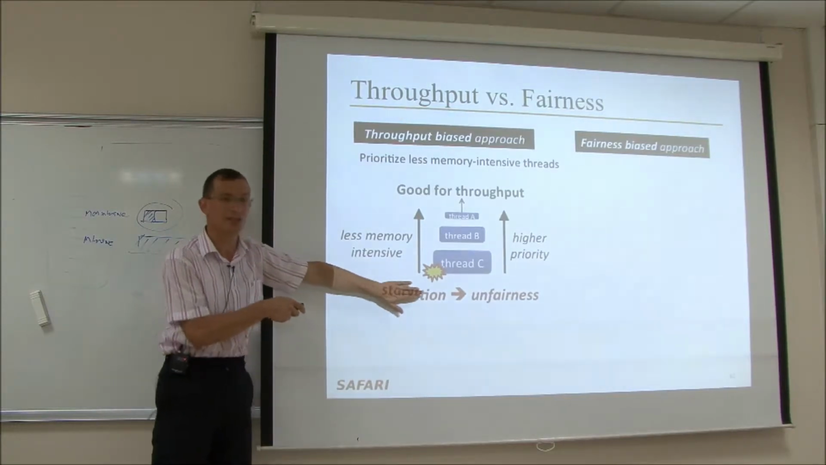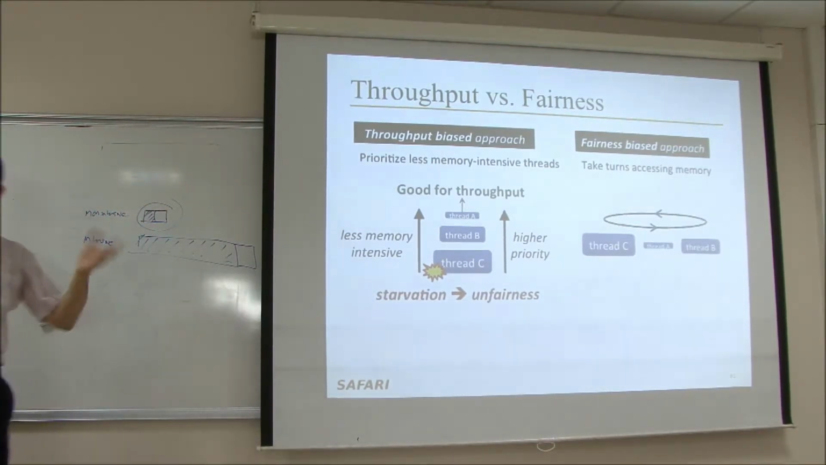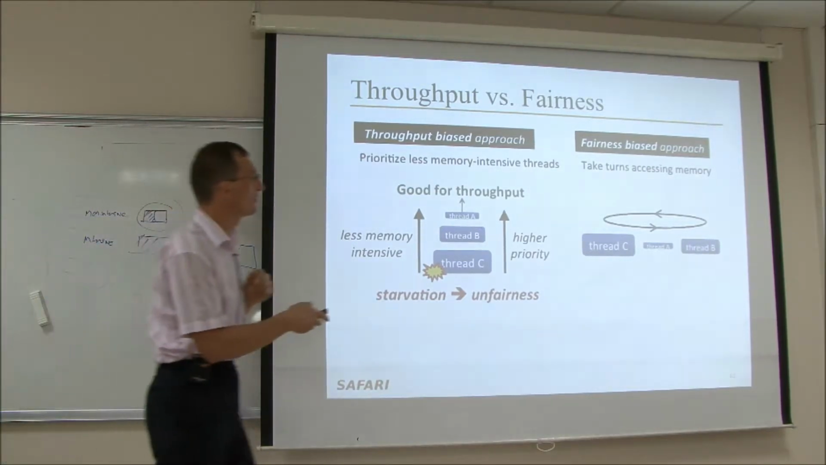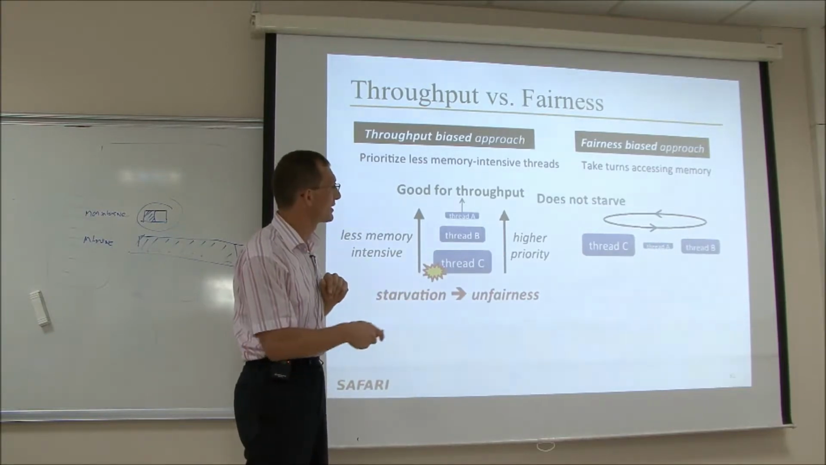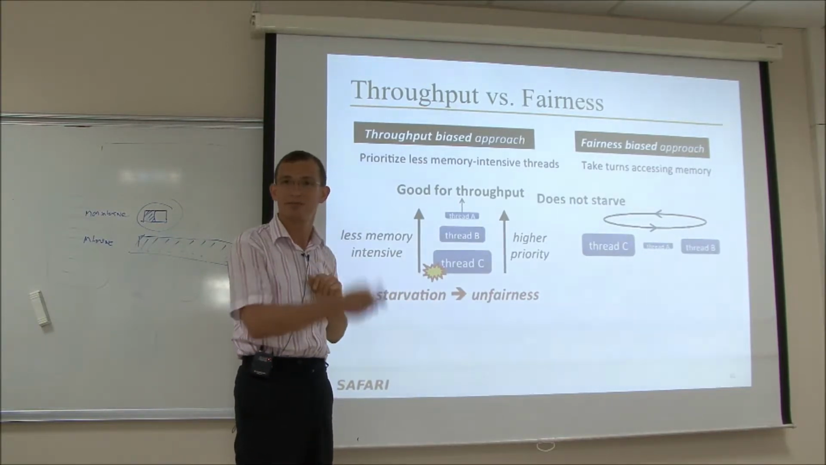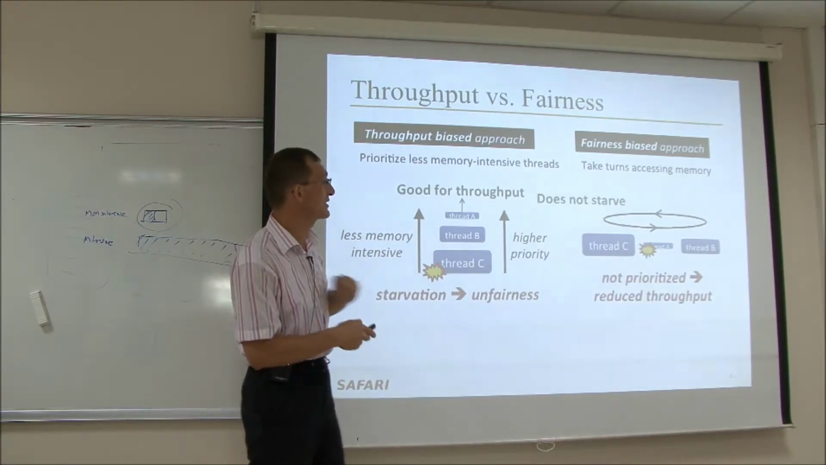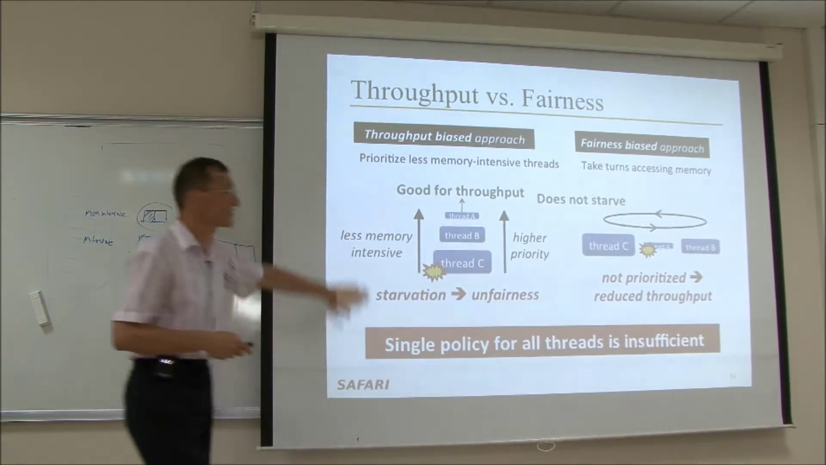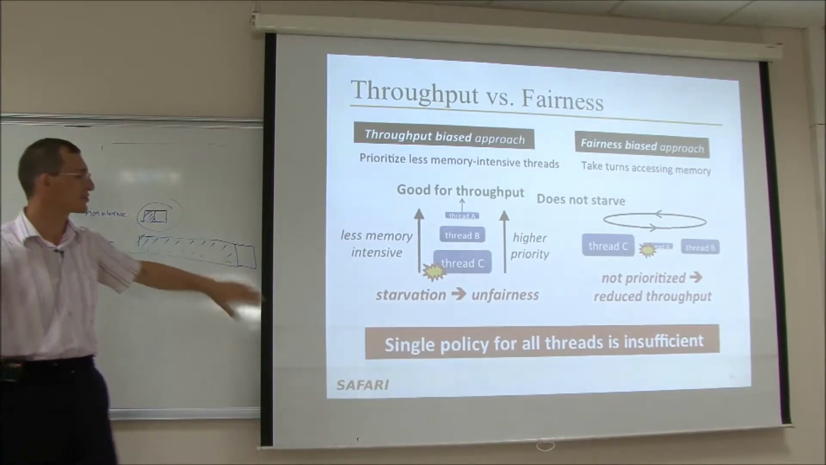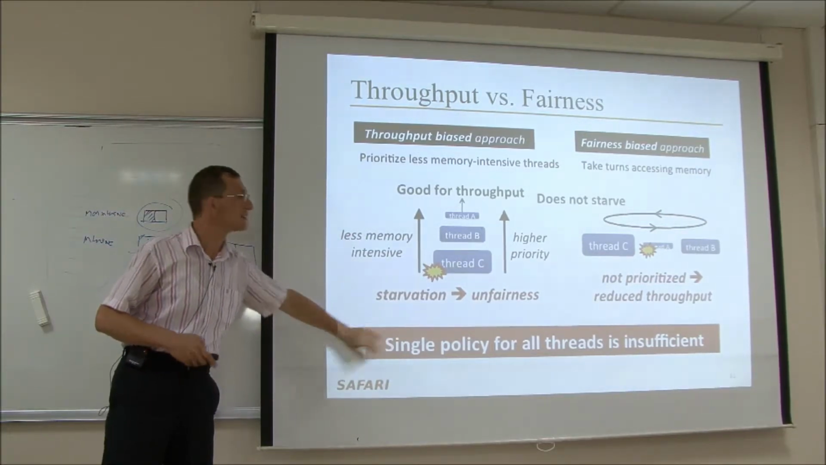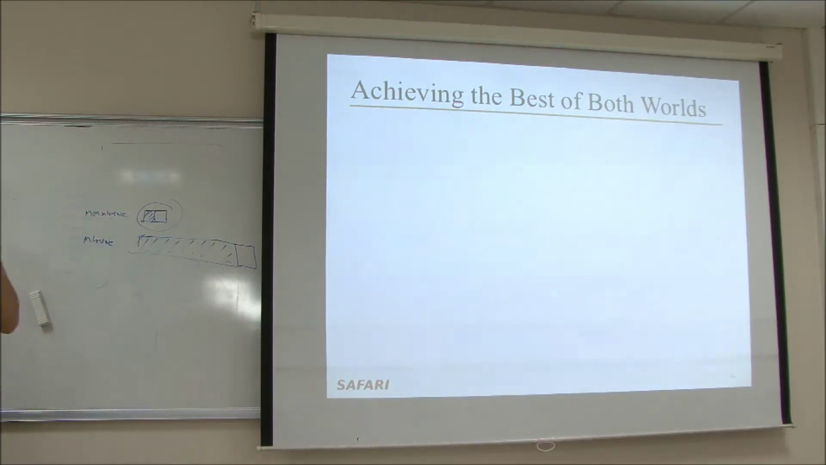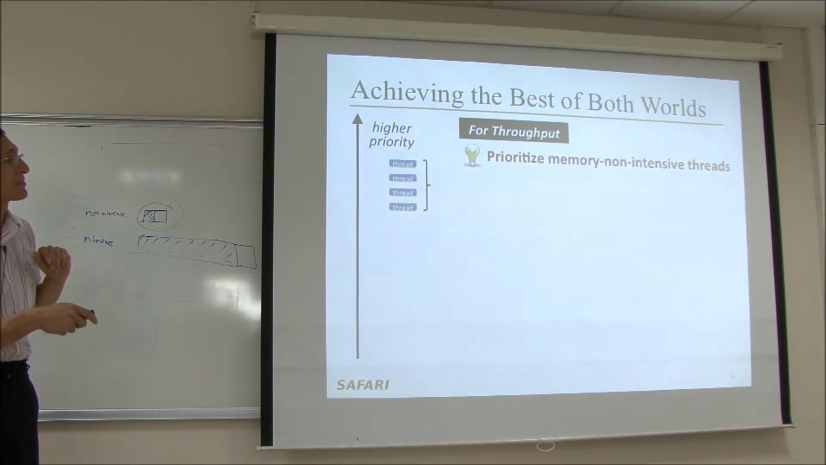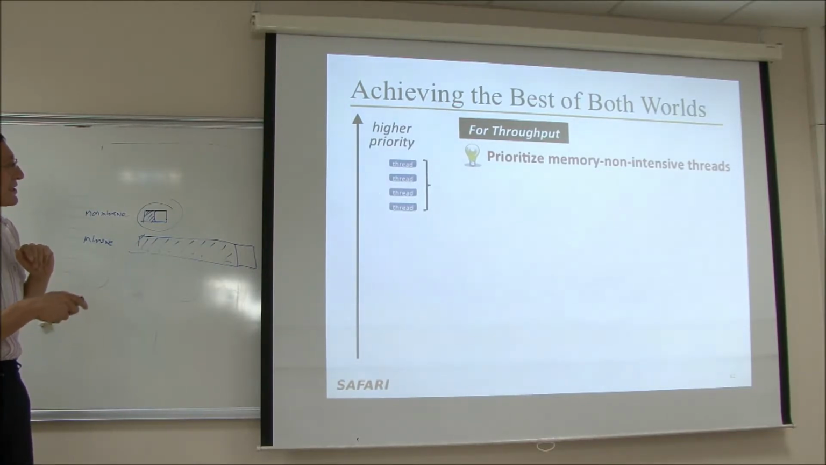One fairness biased approach says the threads should take turns accessing memory. Right? If you do this, it's a round robin order. The thread C does not starve because it'll get its turn every time. Whereas thread A, this is not good for, it's not prioritized. As a result, you get reduced throughput. Right? So the realization is that a single policy that's uniform across all threads is not sufficient. So we're going to try to achieve the best of both worlds with heterogeneity. So for throughput, the realization is that we would like to prioritize memory non-intensive threads. For those threads that are memory non-intensive, we're going to somehow figure them out and prioritize them.